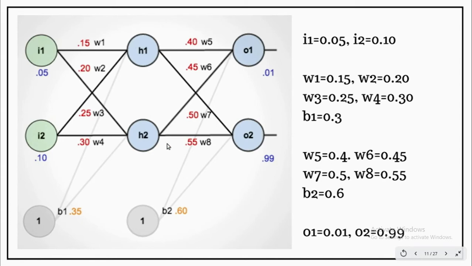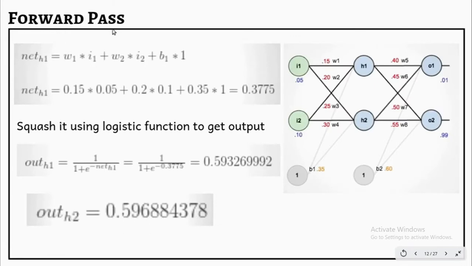So let's see the first step, that is the forward pass. We have to move from I1 to O1. First of all we have to calculate the value of H1, that is net H1. Net H1 can be calculated by seeing these lines. You can see from H1 there is one line from I1, one line from I2, and one line from B1. So net H1 will be I1 into W1 plus I2 into W2 plus 1 into B1. That is what is written over here.